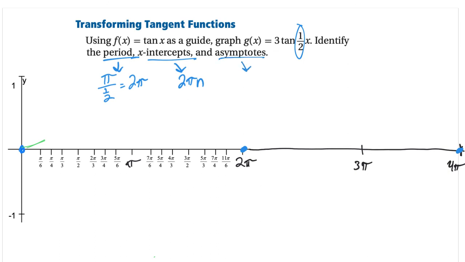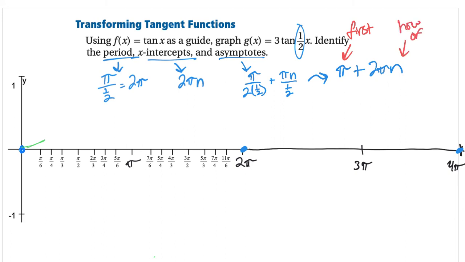For the asymptotes, I'm going to use my equation pi over 2 times b plus pi n over b. In this case, our b is 1/2. That's going to simplify to just pi plus 2 pi n. And as a reminder again, this means that our first asymptote is at pi, and then it's going to happen every 2 pi. So I can put in an asymptote here at pi, and then at another 2 pi, that's going to be at 3 pi. And again, notice those are halfway between our x-intercepts.